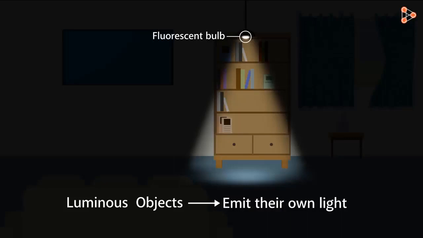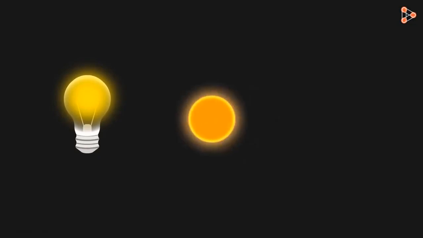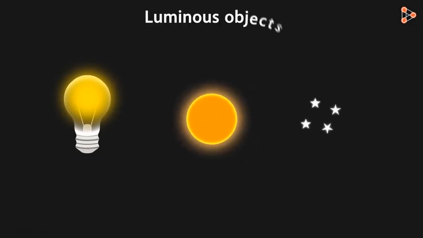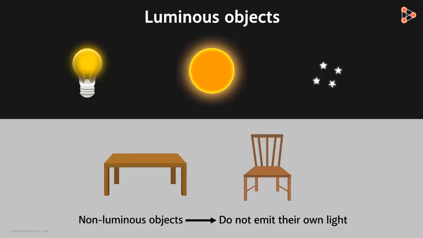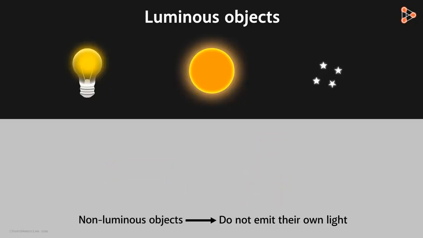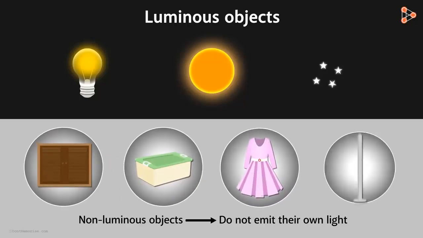Can you give me any other examples? Incandescent light bulb, the sun, the stars are also luminous objects. What about objects such as this table and chair? Do they emit their own light? No, these objects do not emit their own light. Such objects are called non-luminous. Almost everything around us is non-luminous. Objects made up of wood, plastic, cotton, metal are all non-luminous.